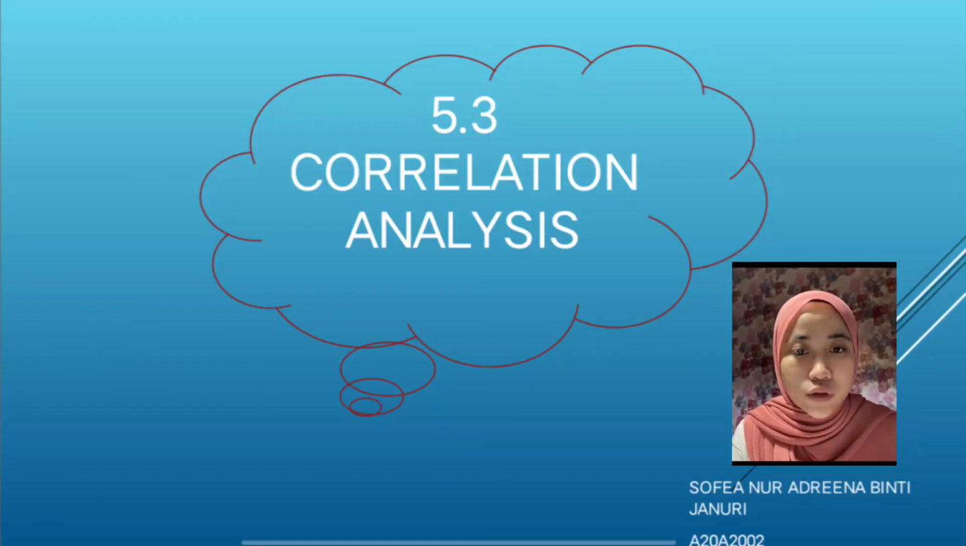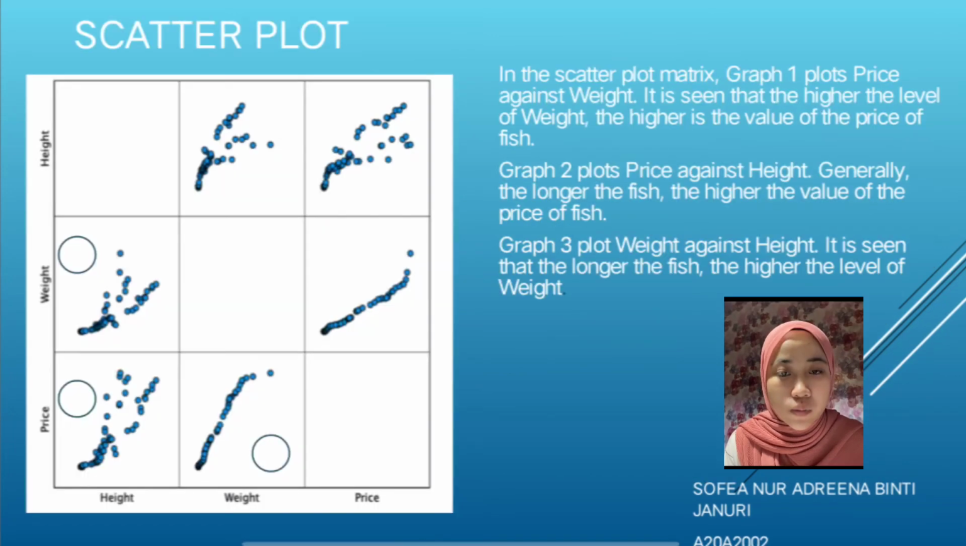The next is 5.3 correlation analysis. There is a scatter plot with 3 graphs. Graph 1 is price against weight. The higher the weight, the higher the price of the fish. For graph 2, price against height, the longer the fish, the higher the price. And for graph 3, weight against height, we see that the longer the fish, the higher the weight.